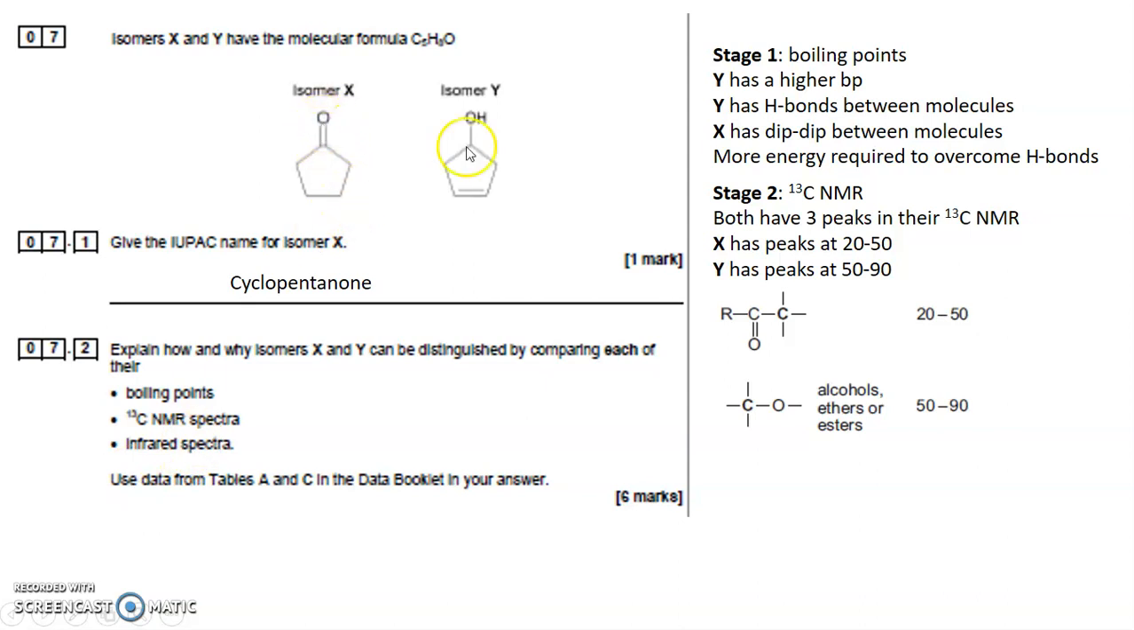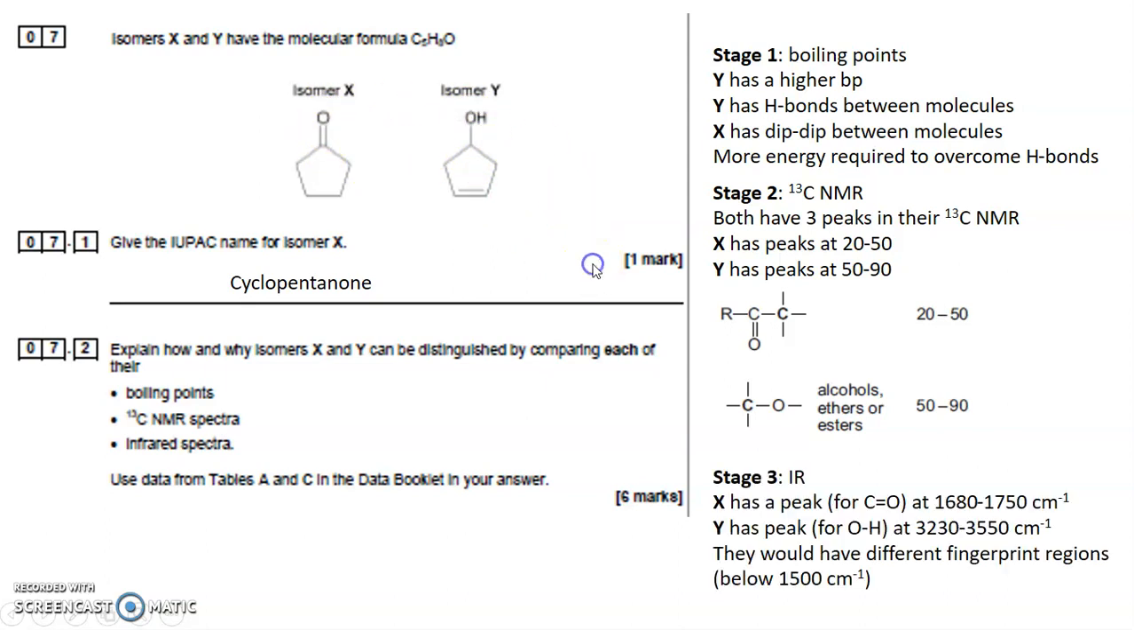I've got a carbon to oxygen bond, and I've got a carbon to OH bond here. So I've got a C double bond O, and I've got a C-OH here. So if I look here, a C double bond O gives an absorption in the infrared spectrum of 1680 to 1750. Important you quote that. Quote it from the data book, write it down from the data book, and Y has an OH, which is going to give an absorption at 3230 to 3550. Again, write it down. And you might as well say they're both going to have different fingerprint regions.